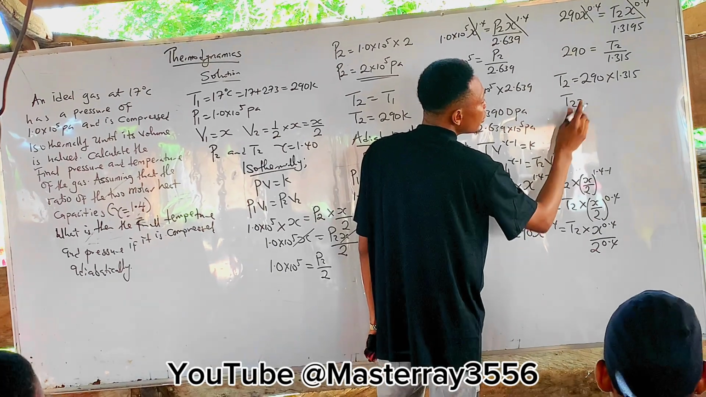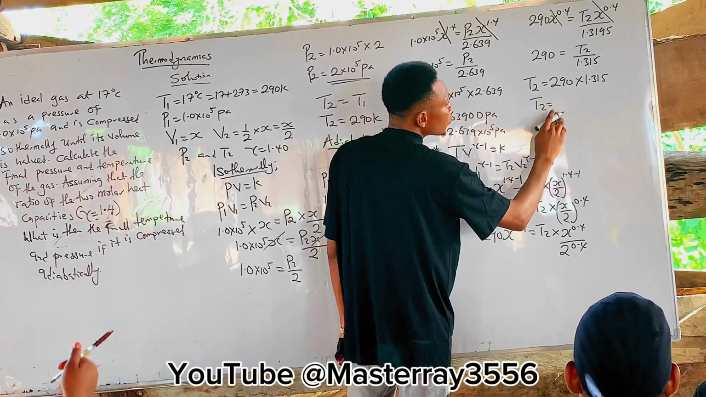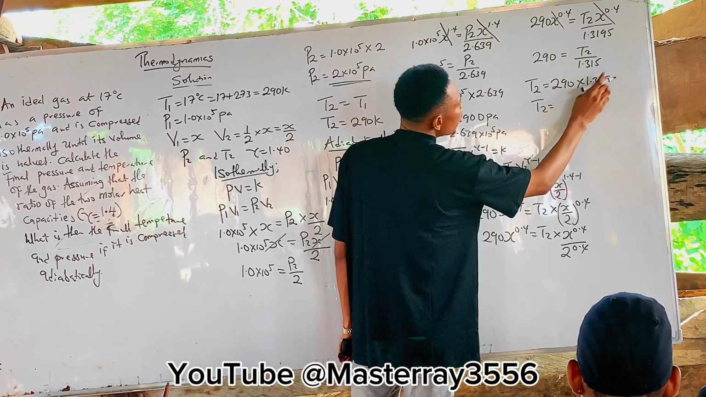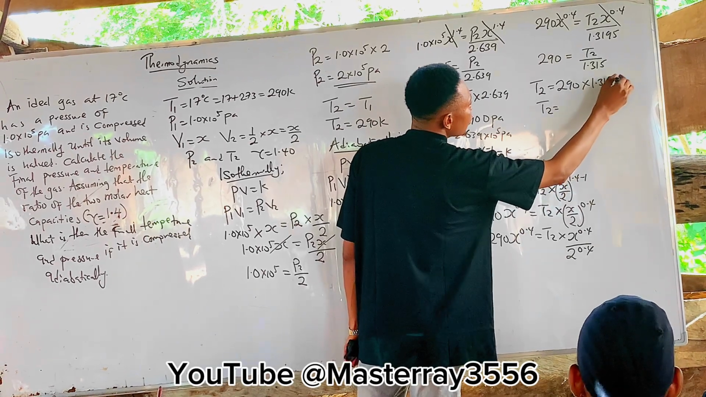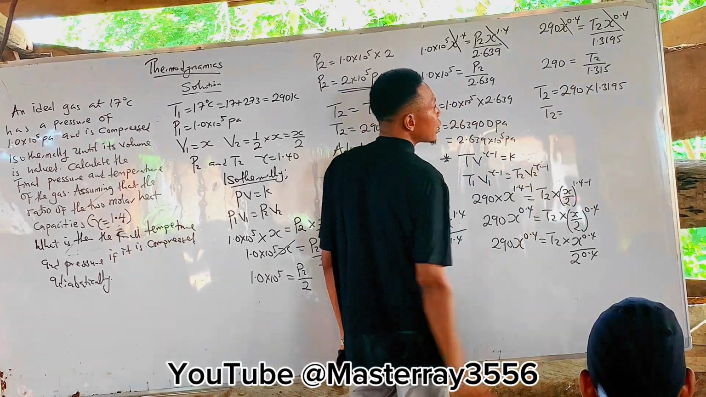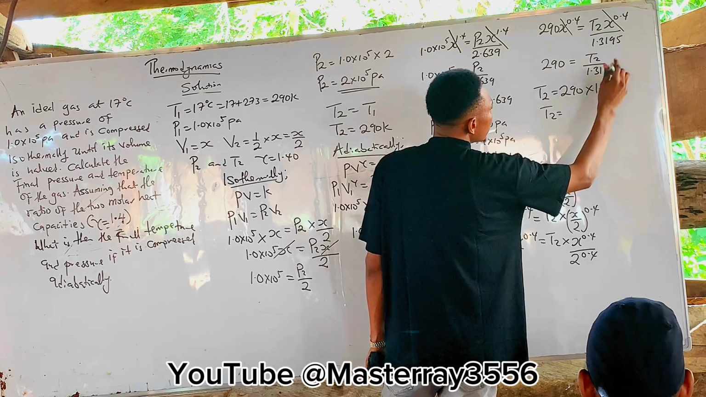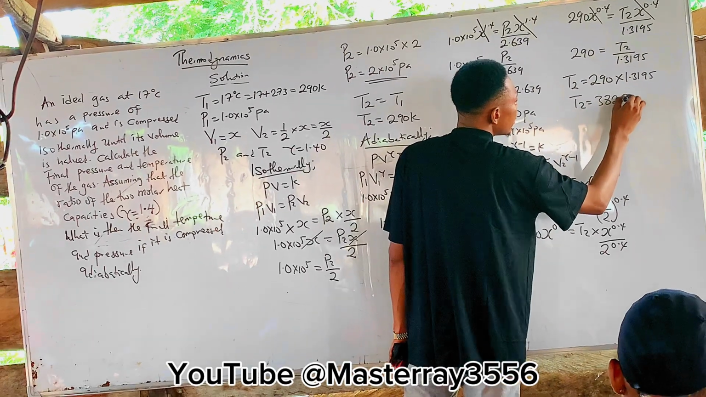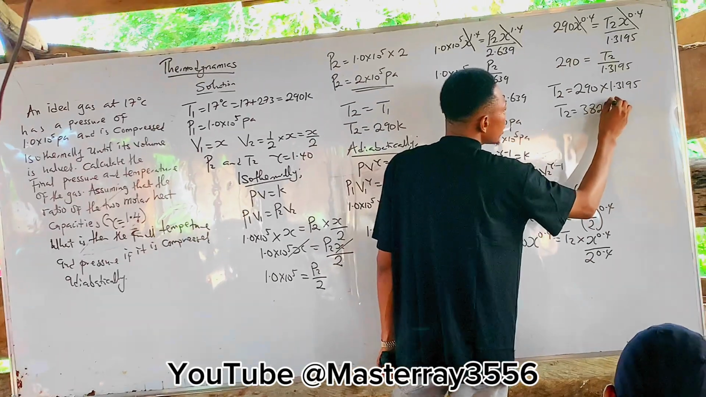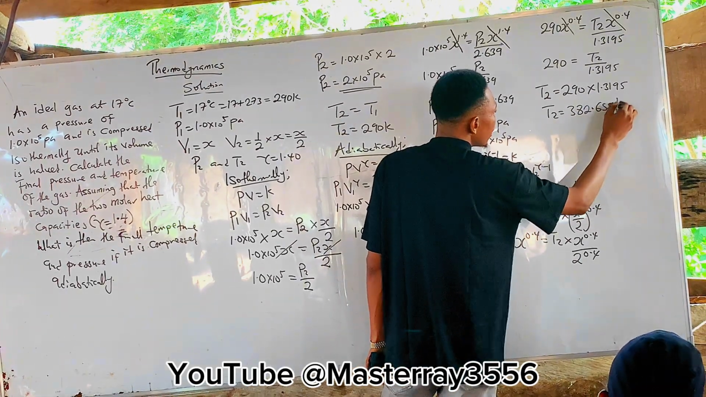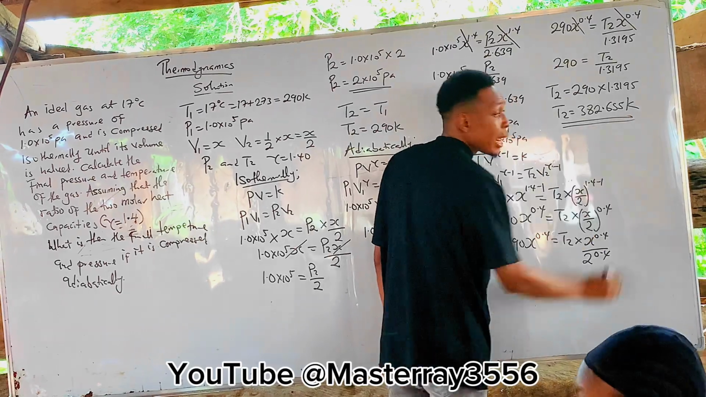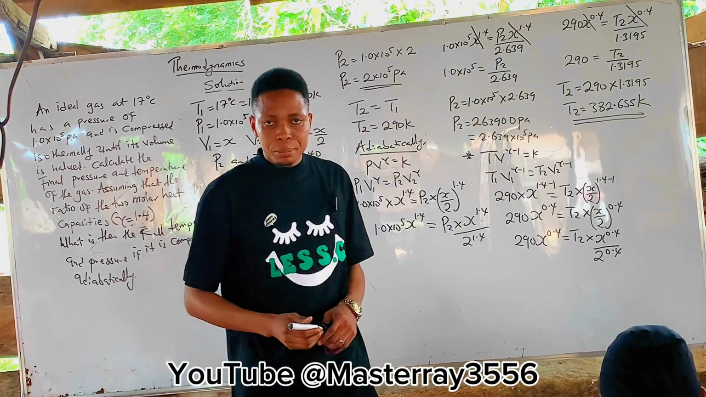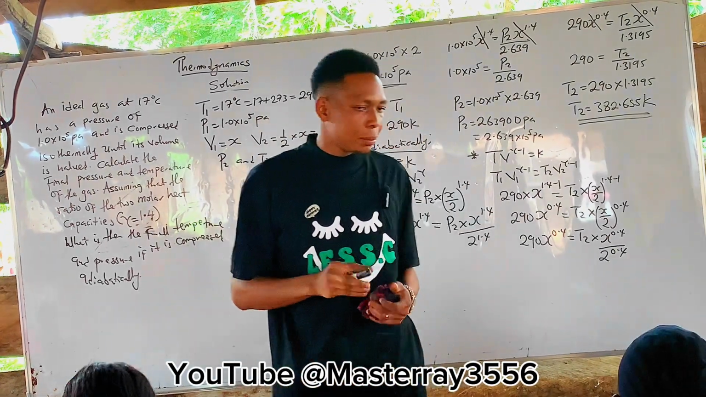So what will be our T2? What do we have? 1.3195, sorry. We have multiplied that. 382.655 Kelvin. So that's our final answer. You can copy that.